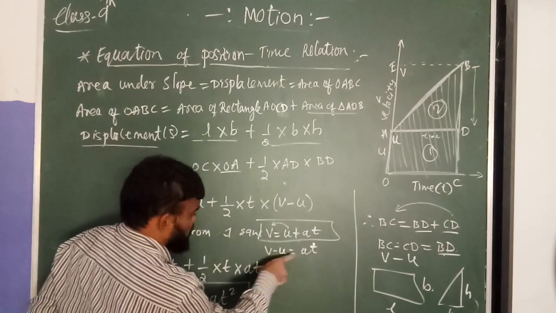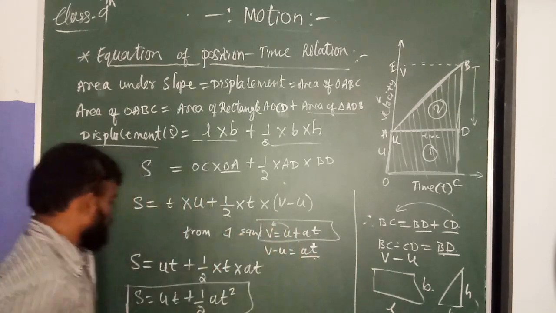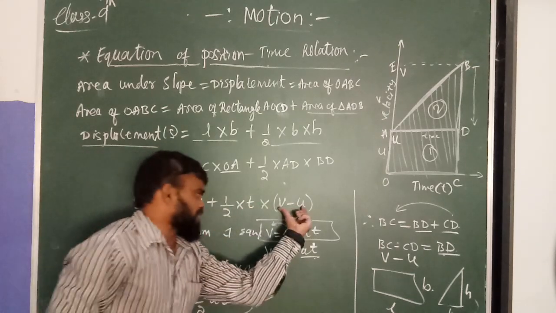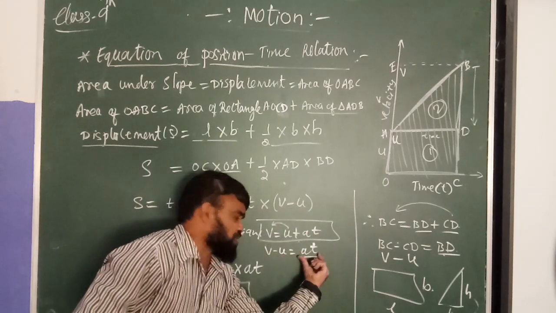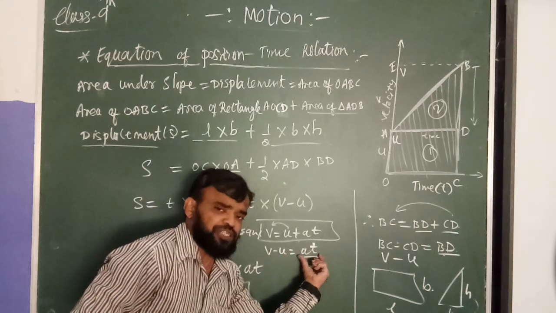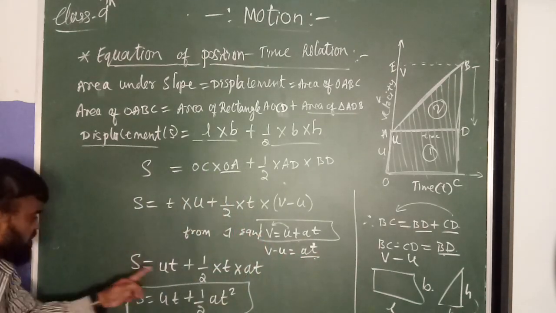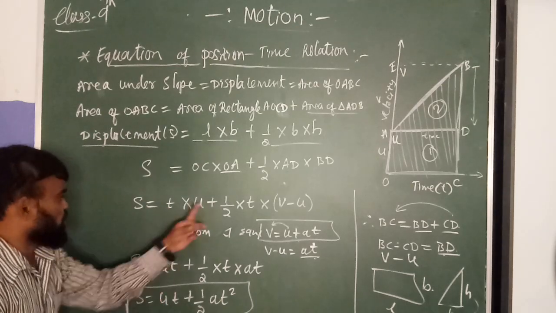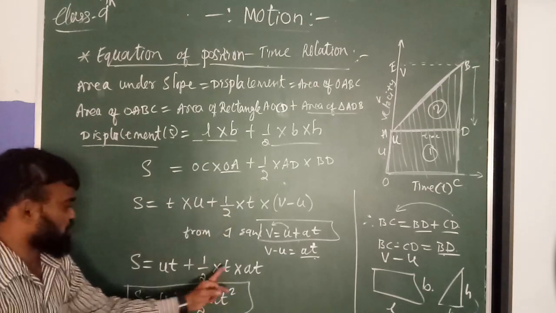V minus U is equal to what we got? 80. So here I will replace this V minus U with 80. Understood? See, S is equal to UT plus half AT squared.